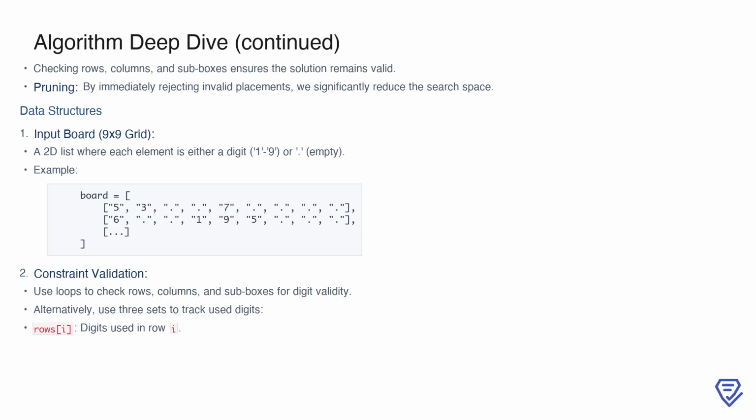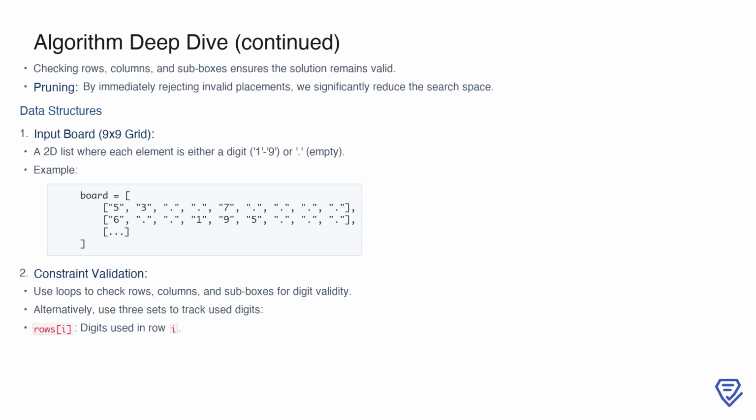The efficiency of backtracking is heavily reliant on constraint validation. By checking rows, columns, and subboxes for validity, we ensure that only feasible placements are explored. Pruning plays a crucial role here. Invalid placements are immediately rejected, significantly reducing the search space.